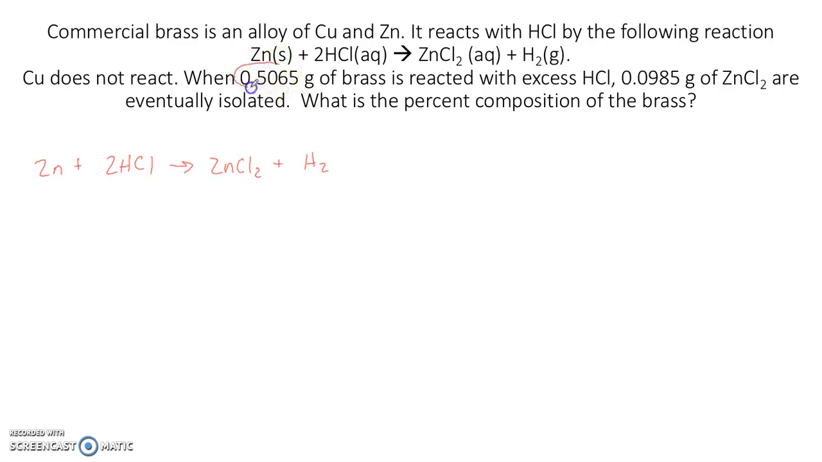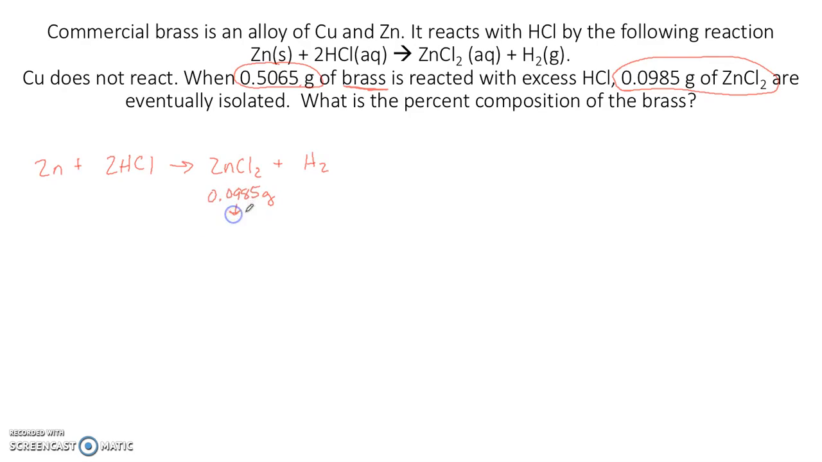Now this number right here is for brass, and we don't have brass in our equation, so we cannot use this number in our RICE table because it's not for zinc. Even though this says that it's a sample that has zinc in it, it's not the number for zinc, so we cannot plug it in here. But we do have this number here, which goes with zinc chloride, and we have zinc chloride here, so we can plug that in.